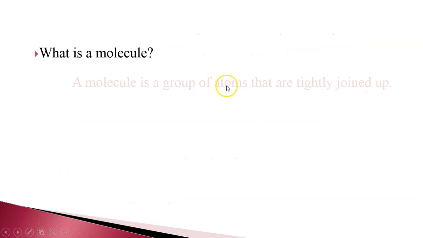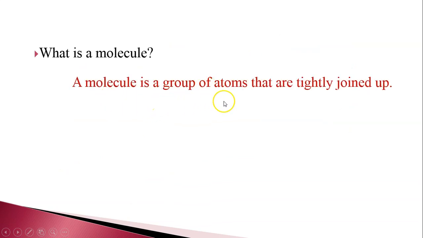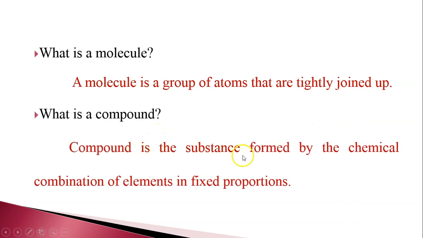Now, what is a molecule? A molecule is a group of atoms that are tightly joined up. Then what is a compound? A compound is a substance formed by the chemical combination of elements in fixed proportion. A molecule of an element has only one type of atom. Like if it is oxygen, it has only oxygen, while a compound has more than one type of atom.